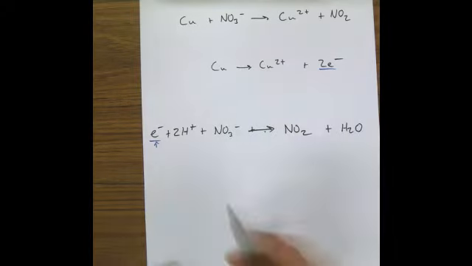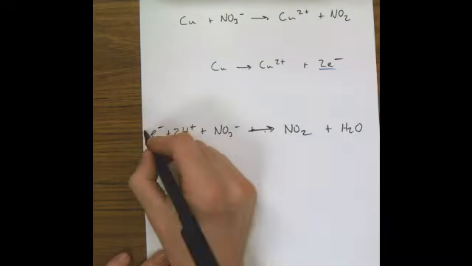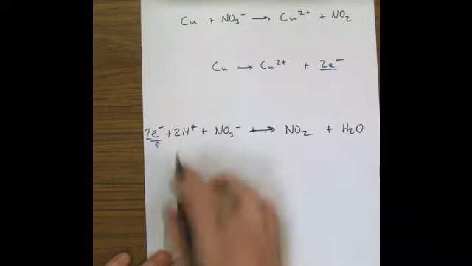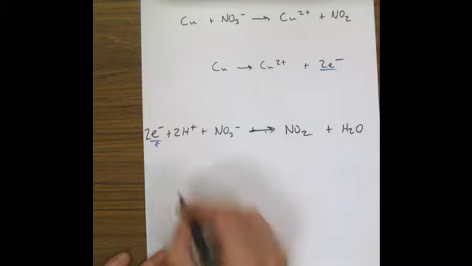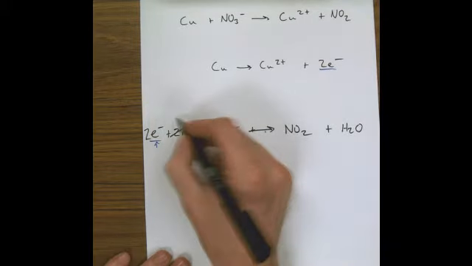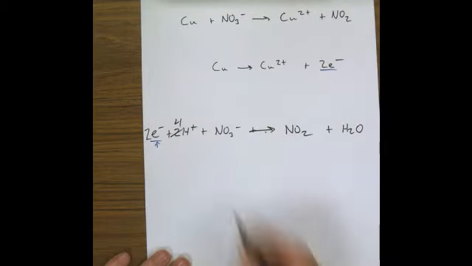Remember OIL RIG. So to do that, I'm going to have to put a 2 in front of here. But if I put a 2 in front of here, since you want to think of this as an equation like in math, that means everything else has to be multiplied by 2. So instead of having 2 H pluses, I now have 4. Instead of just having 1 NO3 minus, I now have 2.